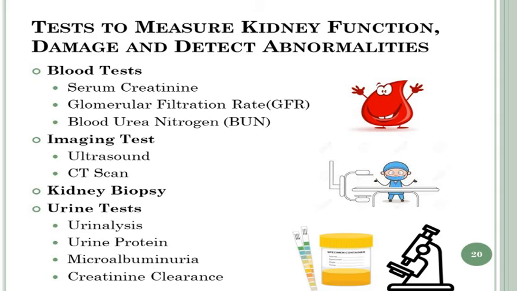Blood urea nitrogen, or BUN. Urea nitrogen comes from the breakdown of protein in the food we eat. A normal BUN level is between 7 to 20. As kidney function decreases, the BUN level rises. Imaging test, ultrasound. This test uses sound waves to get a picture of the kidney. It may be used to look for abnormalities in size or position of the kidney or for obstruction such as stones or tumors. CT scan. This imaging technique uses X-rays to picture the kidney. It may be used to look for structural abnormality and the presence of obstruction.